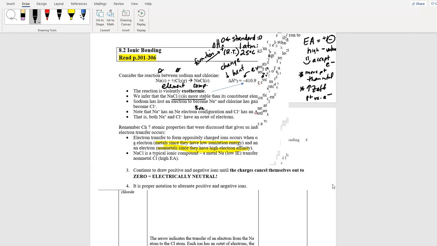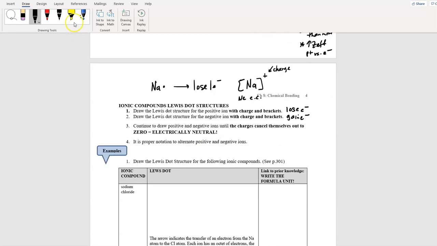Okay, easy peasy. Continue to draw the positive and negative ions until the charges cancel themselves out. Okay, the whole name of the game, as always, is that crisscross. But we don't call it the crisscross. What's the point of the ionic compound? They're trying not only to cancel out the charges, to become electrically neutral. Because when sodium +1 comes together with chlorine, they're trying to get to that neutral compound. Okay, that's the name of the game, electrically neutral.